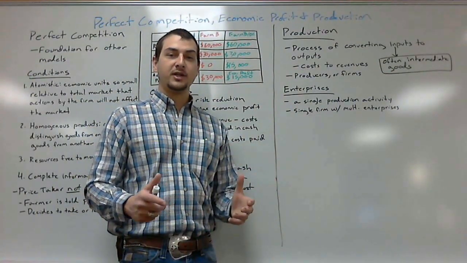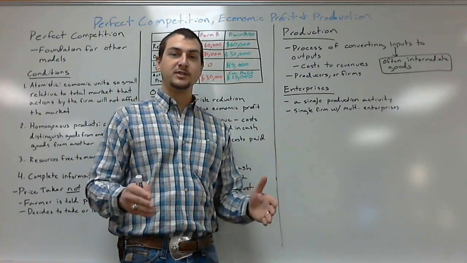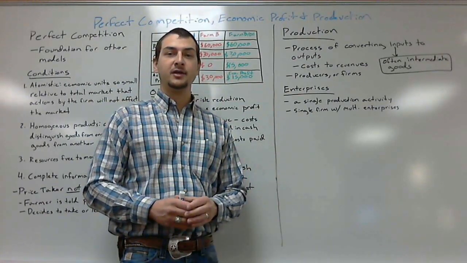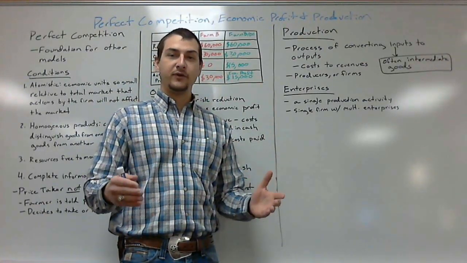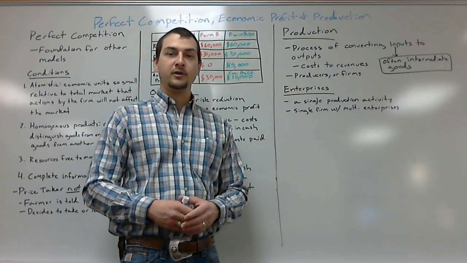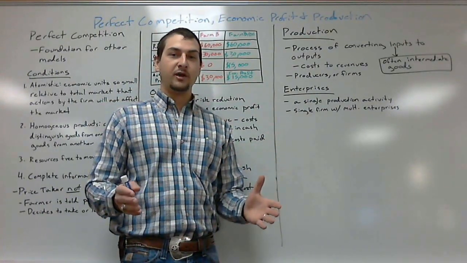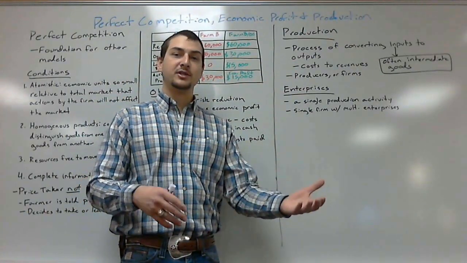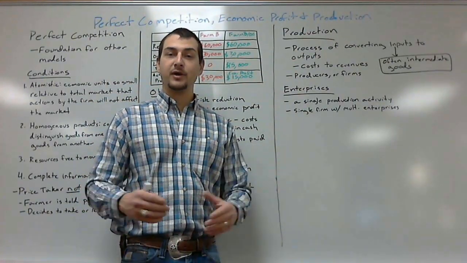And that single production activity would be producing one single good. If you're looking at a cow-calf operation, it would be producing calves. If you're looking at producing alfalfa, it would be producing alfalfa. But an enterprise would not be producing hay and alfalfa. You would actually be producing cattle and alfalfa. You would separate those two out.